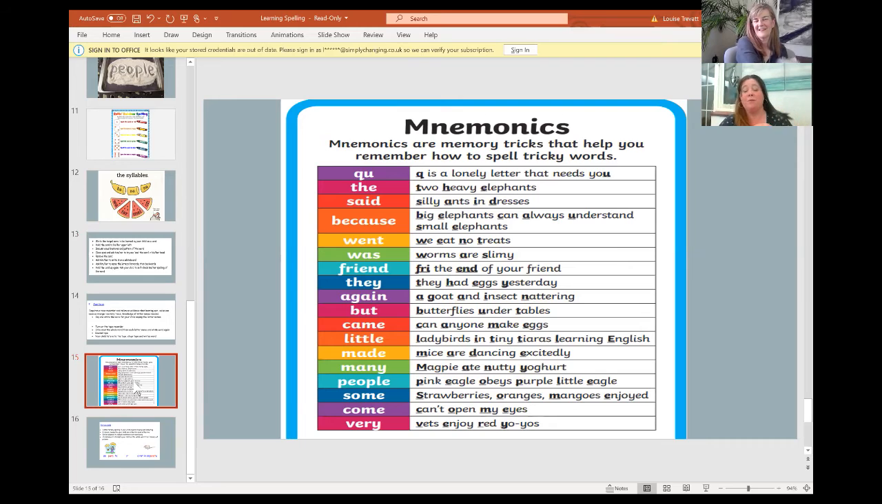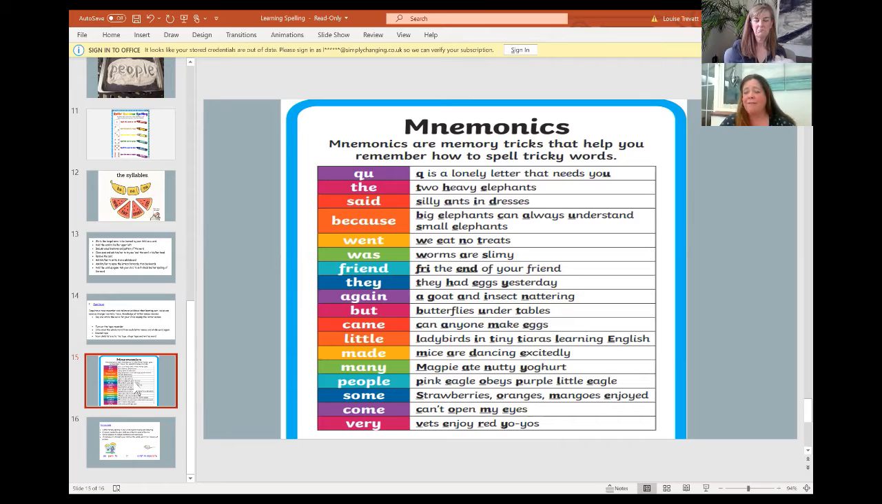A mnemonic that we use quite a lot is how to spell the word because. So what we do is we tie a story to each letter in because. Big elephants can always understand small elephants. Most children in my class know that, and you can hear them saying it as they're writing. So it's just helping them to remember. It's a story that helps them to remember how to spell the word. Now, the rest of these, I've never heard of any of those.